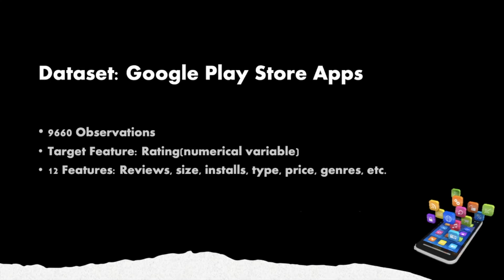So our data set is the Google Play Store apps data set. There are 9,660 observations, and our target variable is the rating, which is a numerical variable. There are in total 12 features, including reviews, size, installs, and so on.